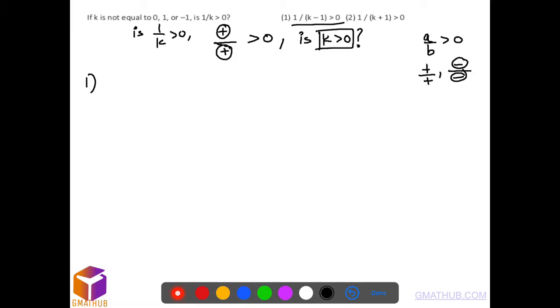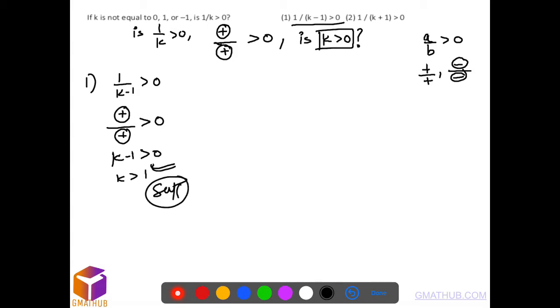First statement, 1 upon k minus 1 is positive. Again, the numerator is positive, so the denominator must also be positive. So k minus 1 is positive, k is greater than 1, and greater than 1 means it's positive. Sufficient.